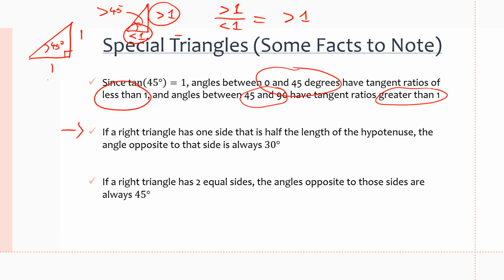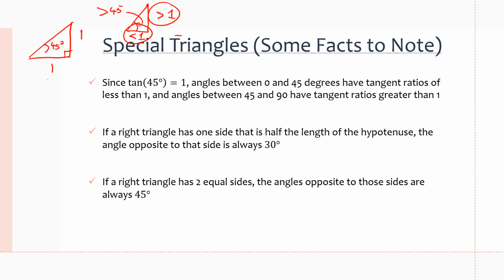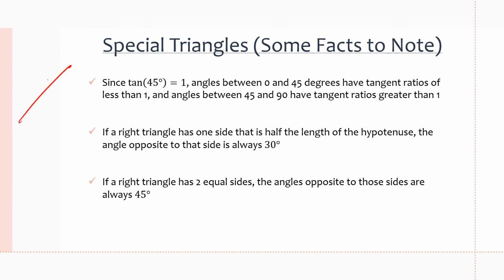Okay, so on to fact number 2. If a right triangle has one side that is half the length of the hypotenuse, then the angle opposite to that side will be 30 degrees. So to see this, we can draw out our other special triangle, which is going to be 60 degrees, 30 degrees, and a 90 here. And opposite to the 30, we have a 1. Opposite to the 60, we have a square root of 3, and hypotenuse, we have 2. So as you can see, the side opposite to 30 is going to be 1, and the hypotenuse is 2, and 1 is half of 2.